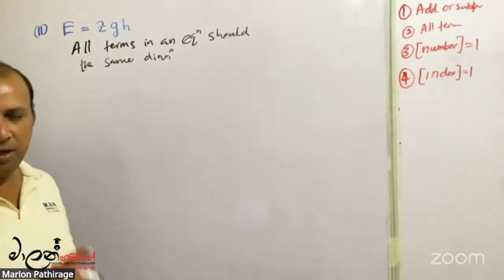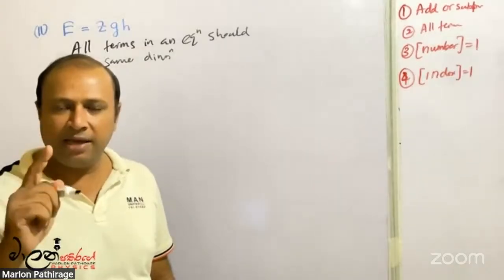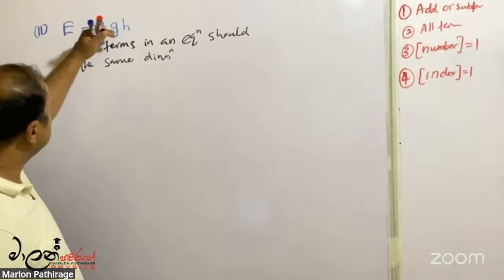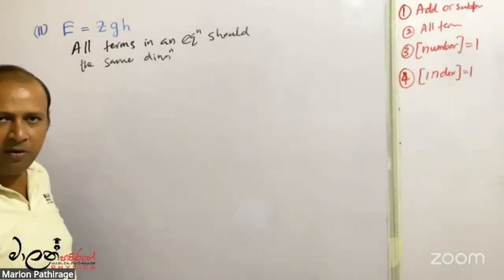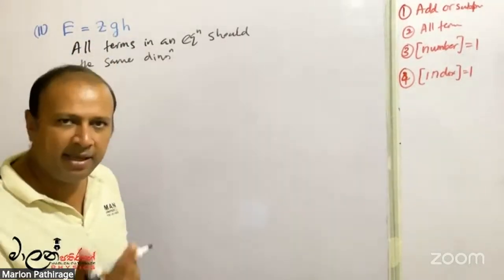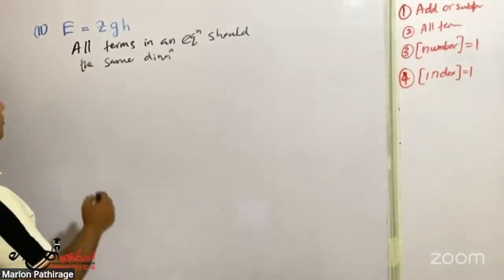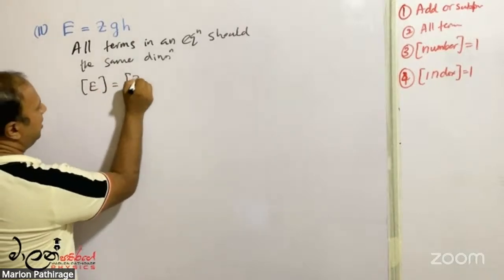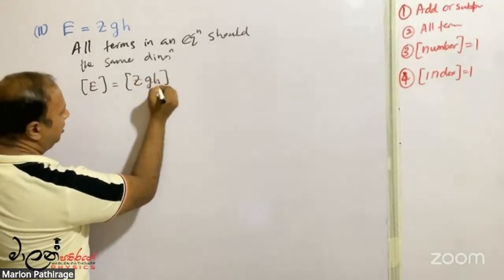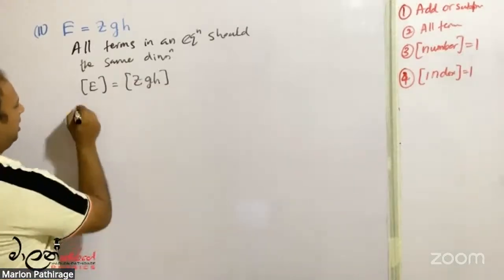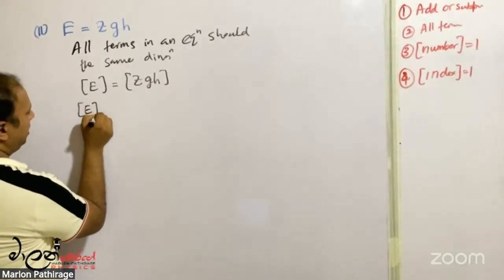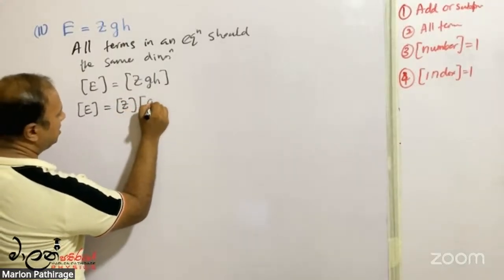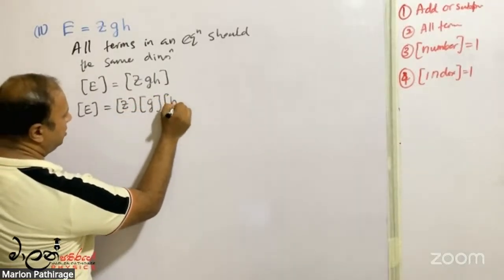Now there are only two terms. This is the first term, this is the second term. On one side, there is one term. Therefore, the dimension of E should be equal to the dimension of ZGH. Therefore, the dimension of E is equal to the dimension of Z into the dimension of G into the dimension of H.